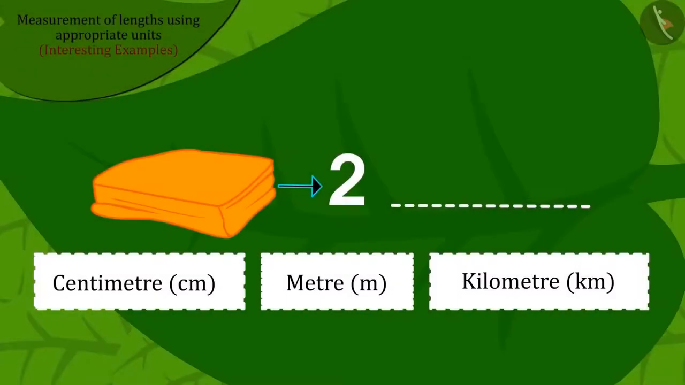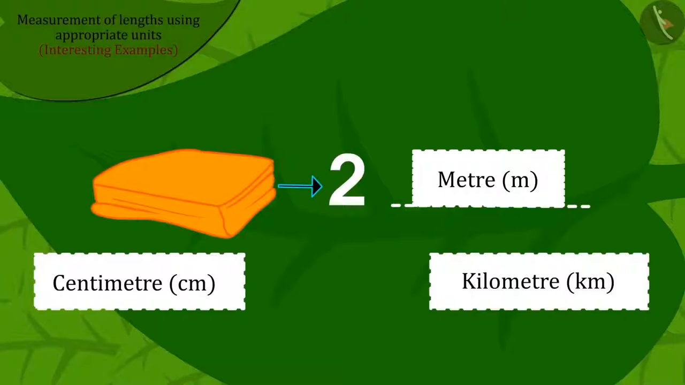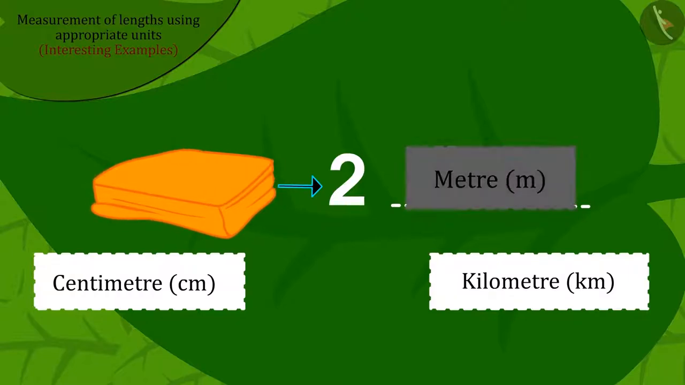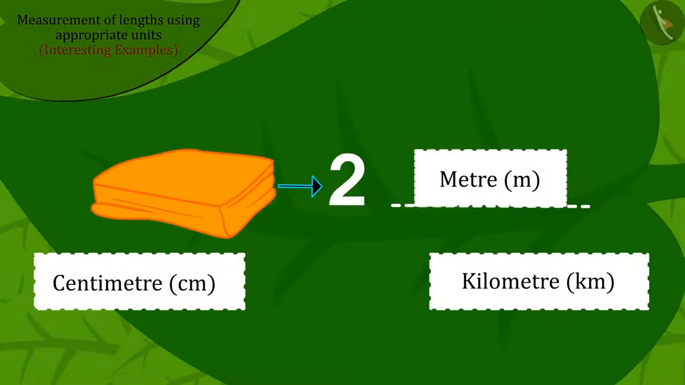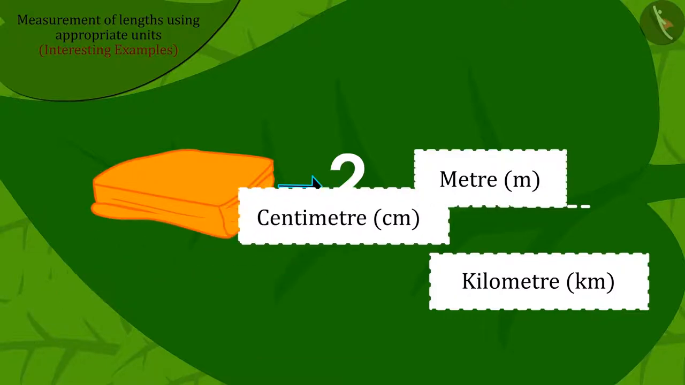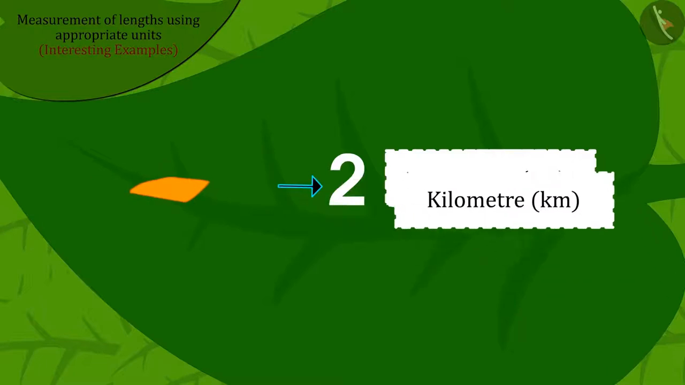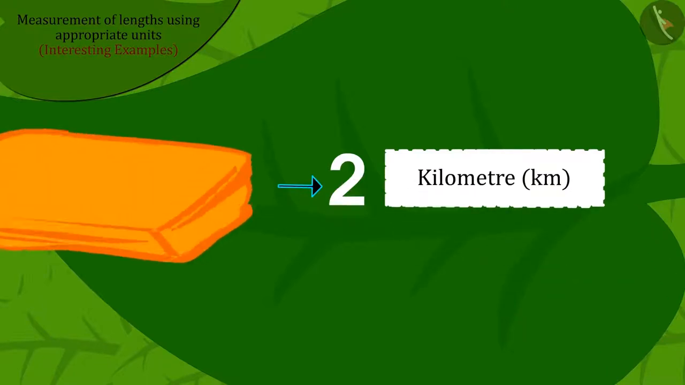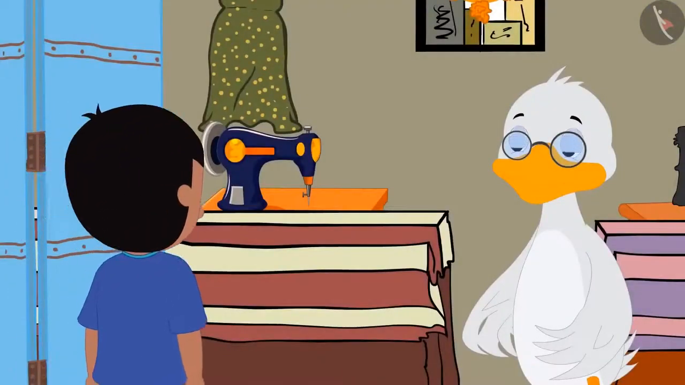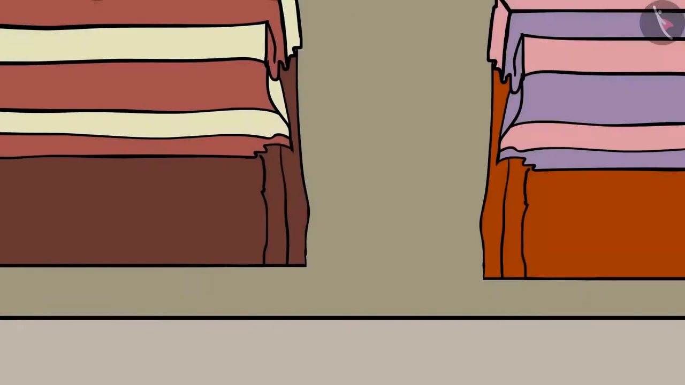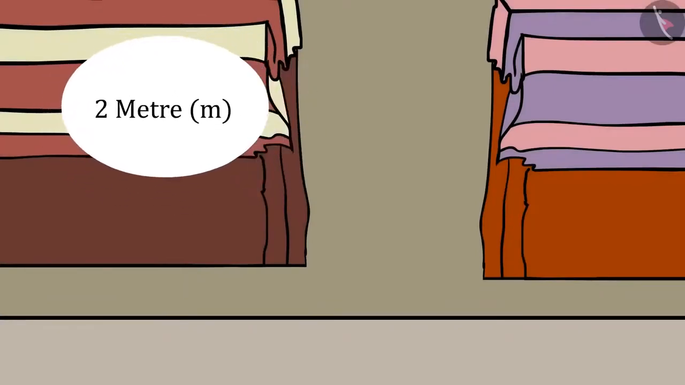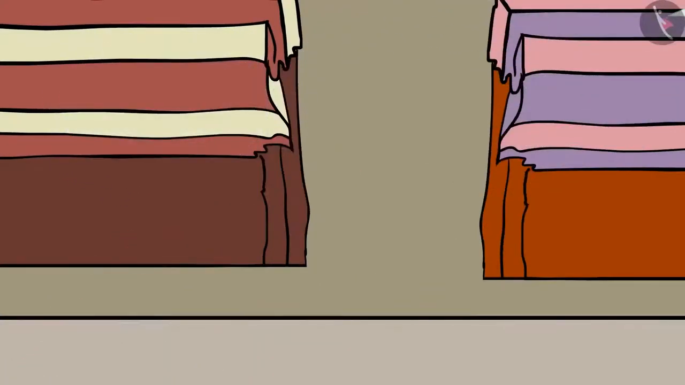Well done, kids! Your answer is absolutely correct. Raju should use meter for the piece of cloth for his father's shirt. Because the 2 centimeter measure would be too short and 2 kilometer would be too long. Raju immediately reached the uncle's shop and bought a 2 meter long cloth for his father.